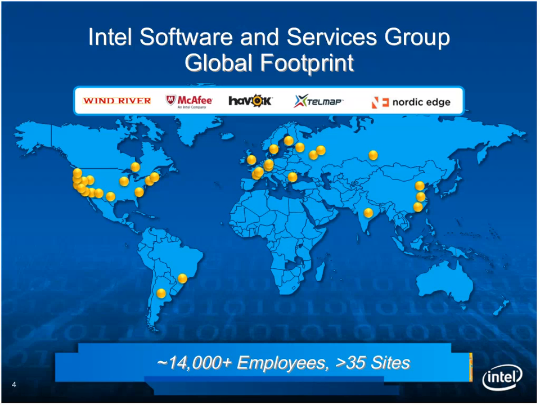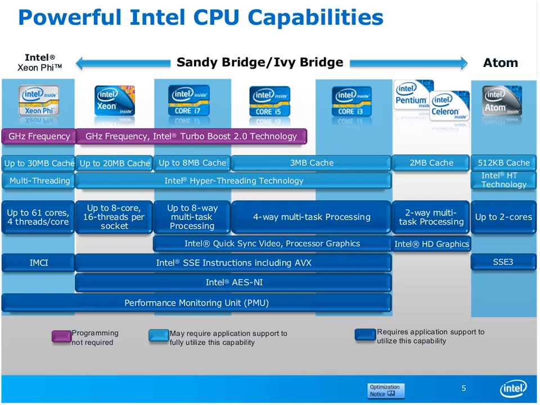The group I'm in is called the Developer Products Division, and we focus on tools. We make compilers, libraries, analysis tools, et cetera, right? And we're going to talk about that today. Okay, so let's take a look at powerful Intel CPU capabilities.